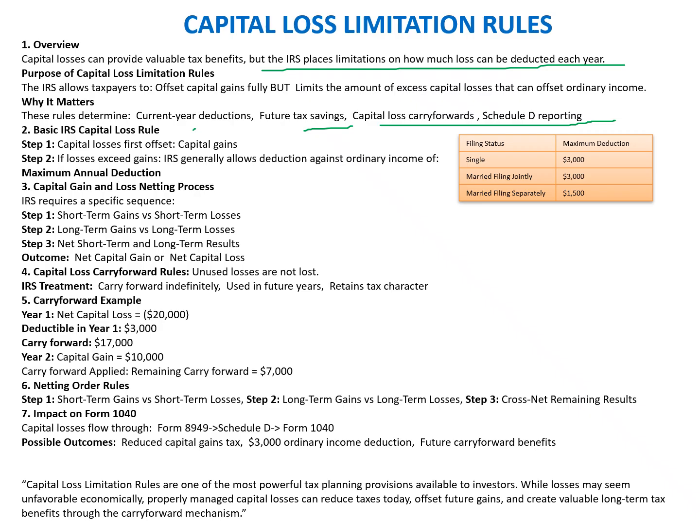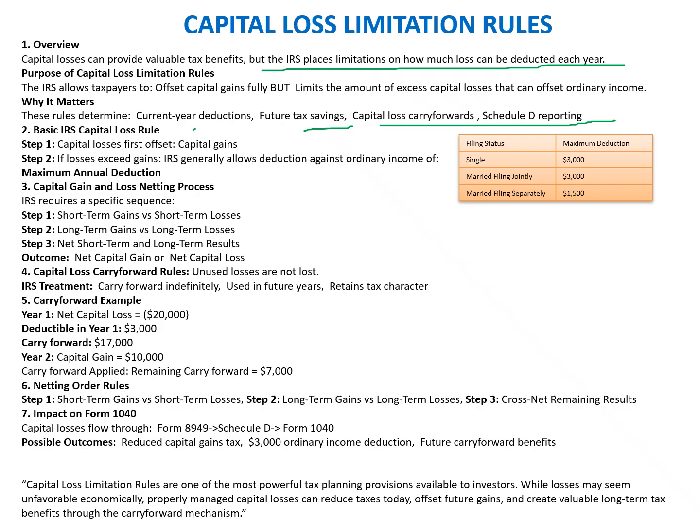If you look at the filing status, if it is single, the maximum deduction is $3,000. Married filing jointly is $3,000. Married filing separate is $1,500, which can be adjusted. So step one, capital losses are first offset against the capital gains for that particular year. If losses exceed the gains, generally a deduction is allowed against the ordinary income.